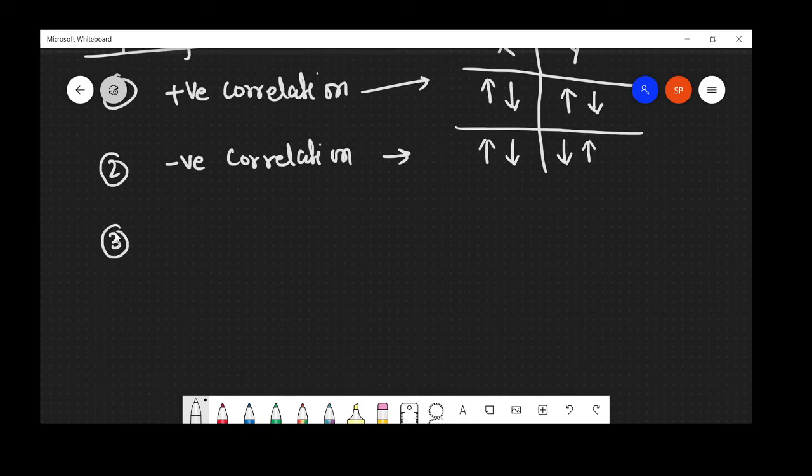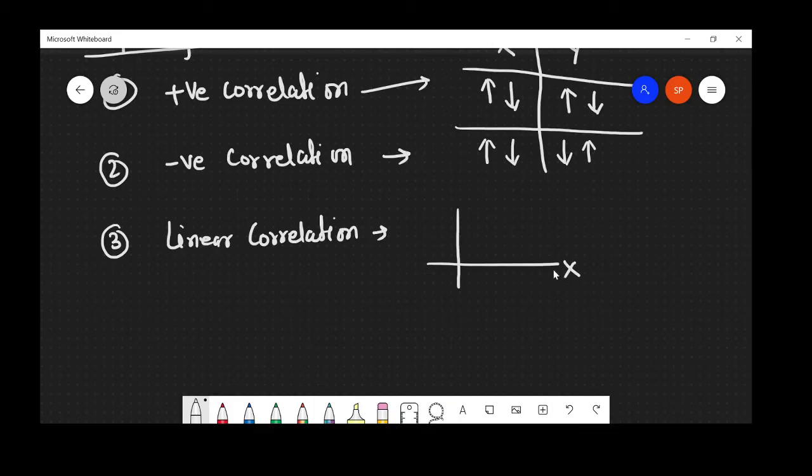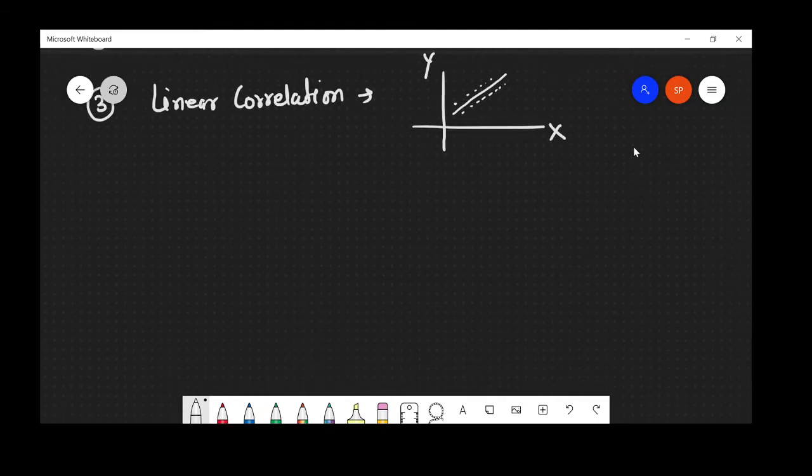And now the third one is linear correlation. Linear correlation means what? When the plotted points lie approximately on a straight line. Suppose we draw a graph with an x-axis and y-axis, and the dotted points are given. Here is a straight line and the dotted points lie on the straight line. This relation is known as linear correlation.